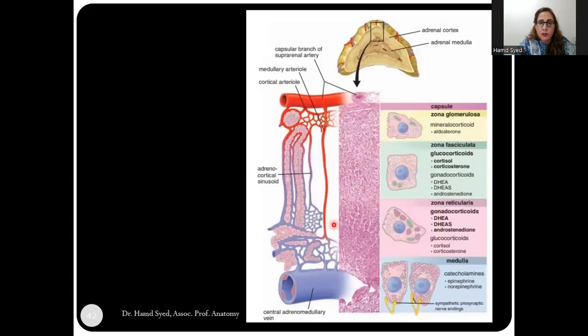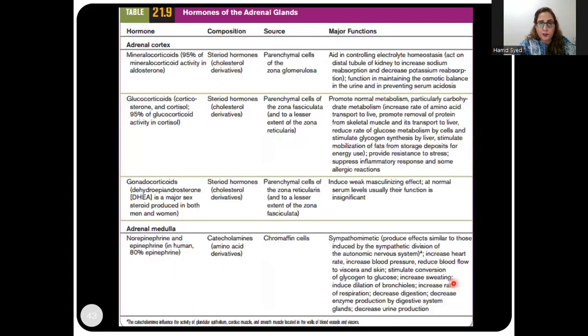So here is a simple tabular representation. These are also the diagrammatic representations of the long cortical arteries entering adrenal medulla and the venous blood coming from the adrenal cortex into the adrenal medulla. Eventually, this is a summary of the hormones which are produced. The zona glomerulosa is producing mineralocorticoids, fasciculata, the glucocorticoids, and it also produces a small amount of androgens. Reticularis primarily produces androgens and small quantities of glucocorticoids, and medulla produces the catecholamines.